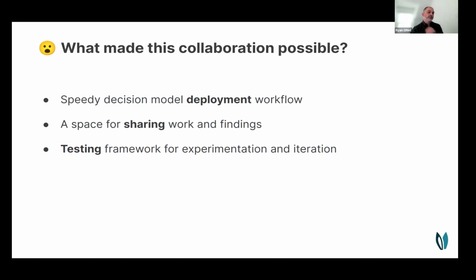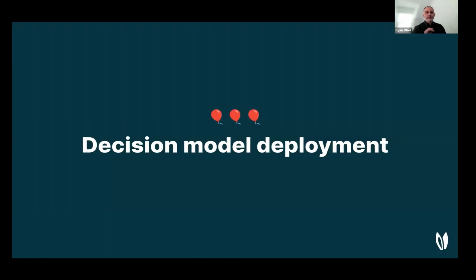We also have to have a space for sharing our work and findings. So I can run an experiment as a decision scientist, and I can share that with my product person. I can share that with my logistics operator, and so on and so forth. And then we have to have a way to test our experimentation and iterate on these workflows. And together, these things make this kind of collaboration happen.